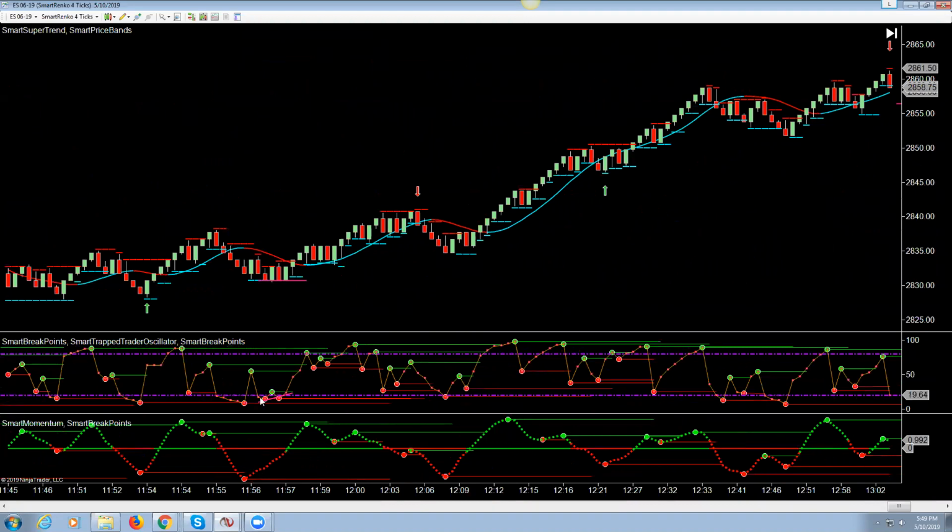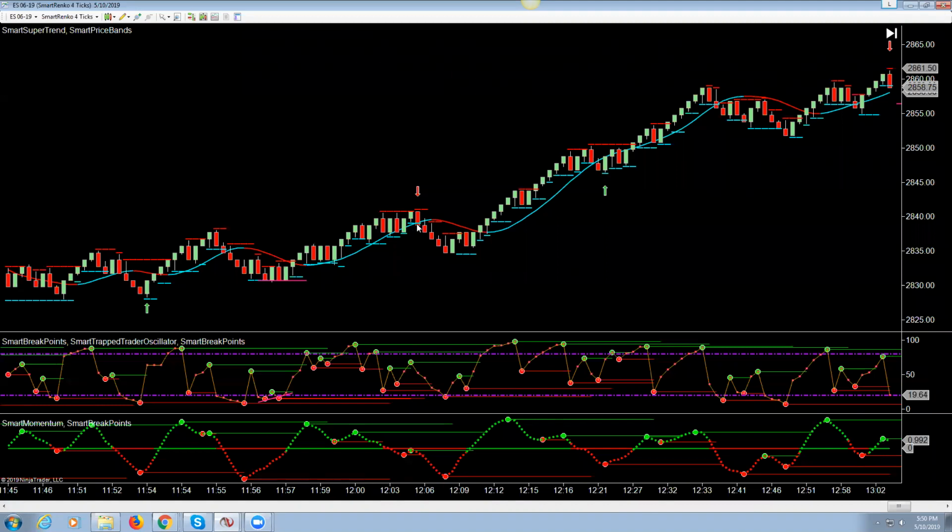Green, red, green. Trap trader oscillator saying we're stronger on the right than left, and we have order flow leading price up. Okay, up we go. It's that simple. Green, red, green. Trap trader on the right. Order flow going to break out. Price is going to follow that, and up we go.